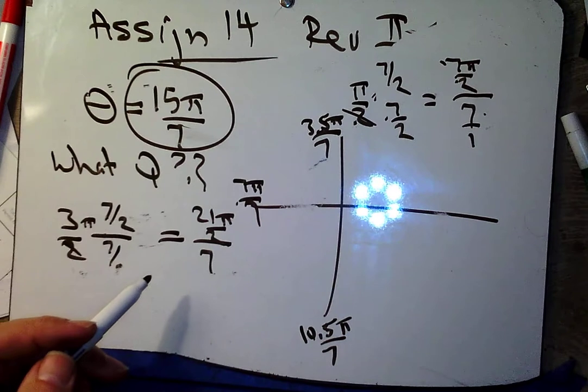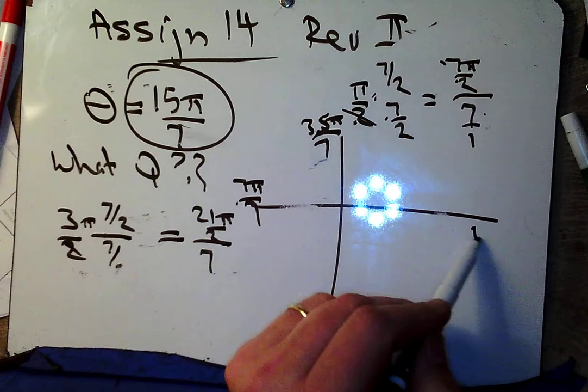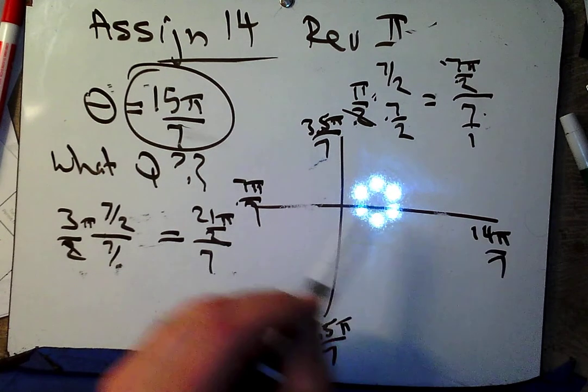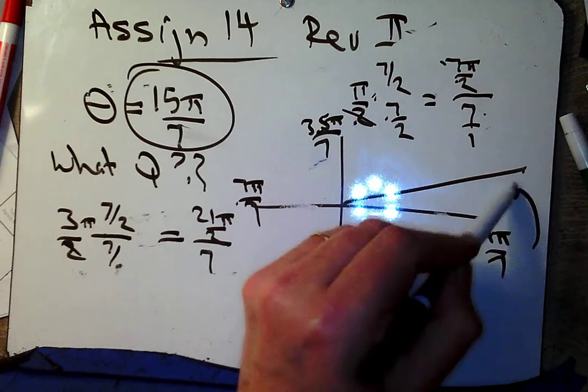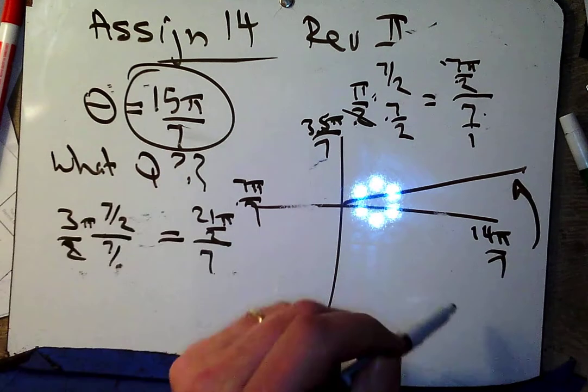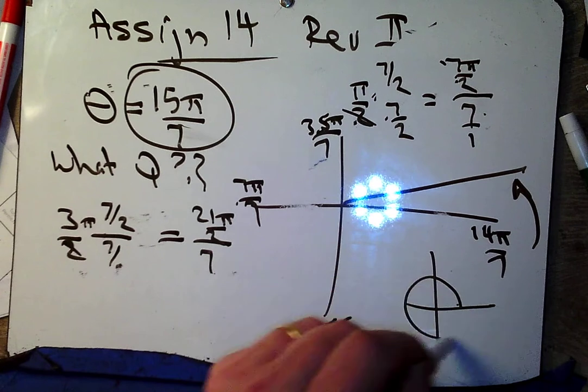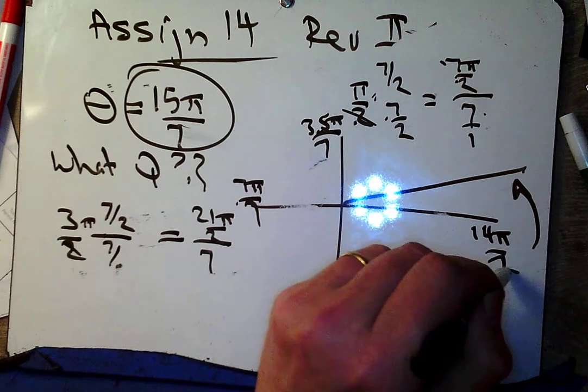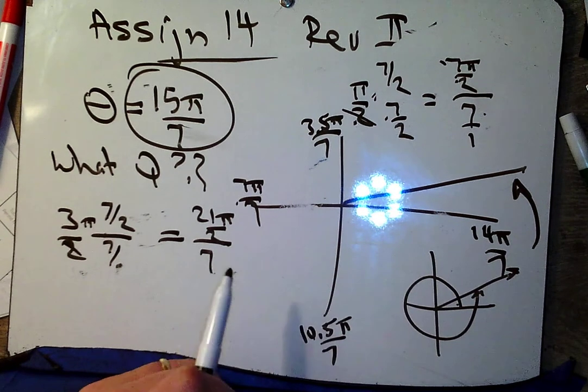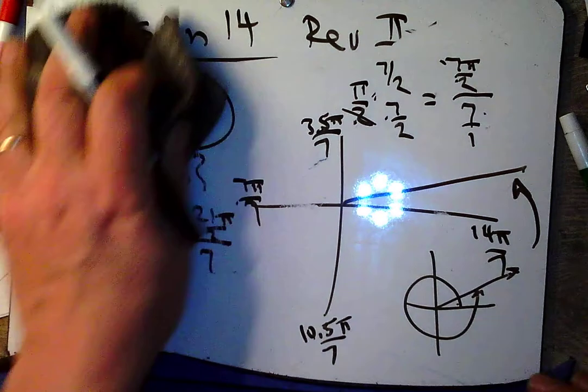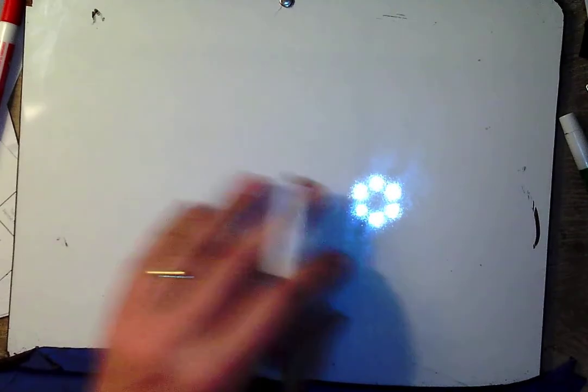15 pi over 7. This one's 14 pi over 7. 15 pi over 7 is just a little past that. And so our angle is this angle, and it ends up in the first quadrant. Whew, that's tough thinking, but thinking's good. Don't worry, thinking's good.